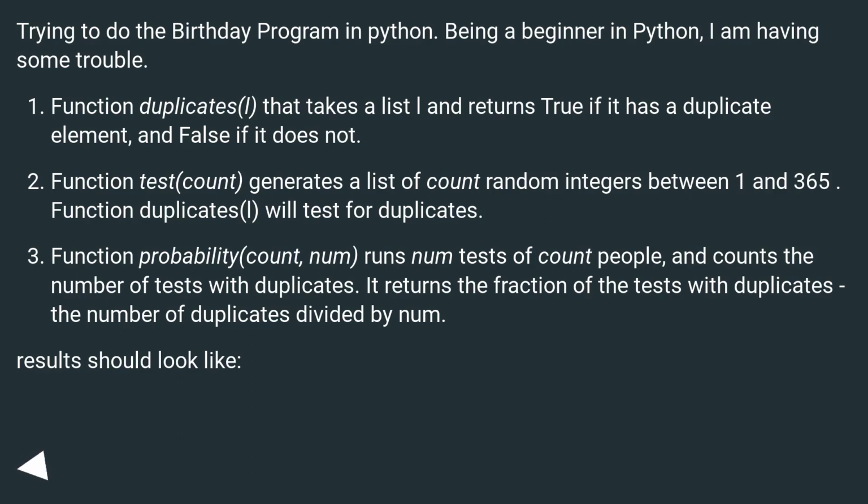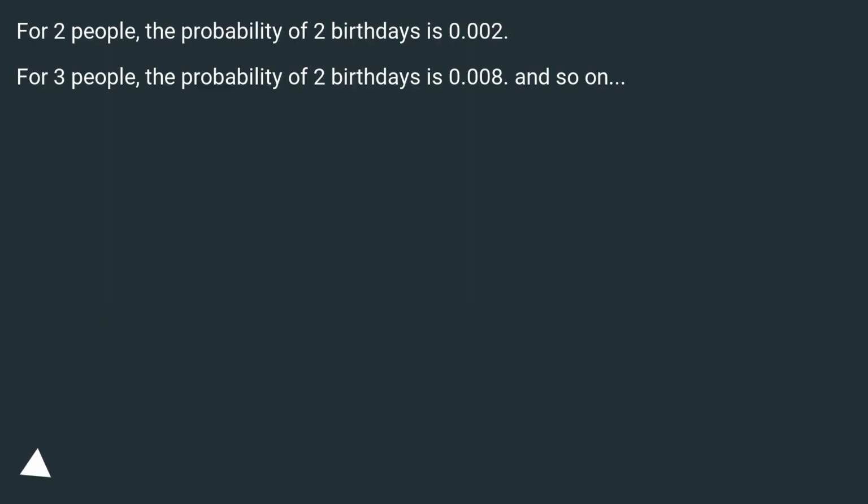Results should look like: For 2 people, the probability of 2 birthdays is 0.002. For 3 people, the probability of 2 birthdays is 0.008. And so on.